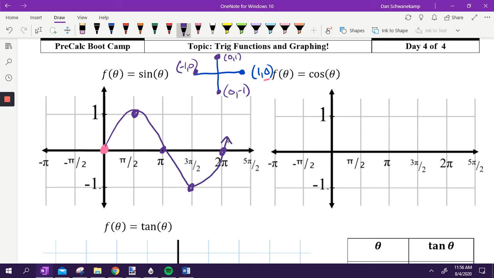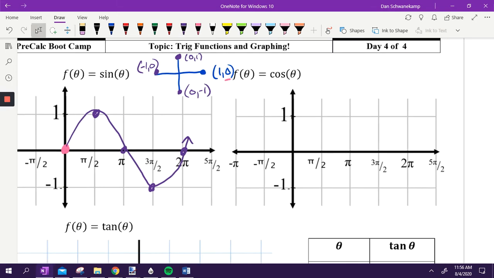There is my sine curve. Sine curves start in the middle. They work from there. If you can remember that, you'll do well. Okay, a little bit different than cosine.